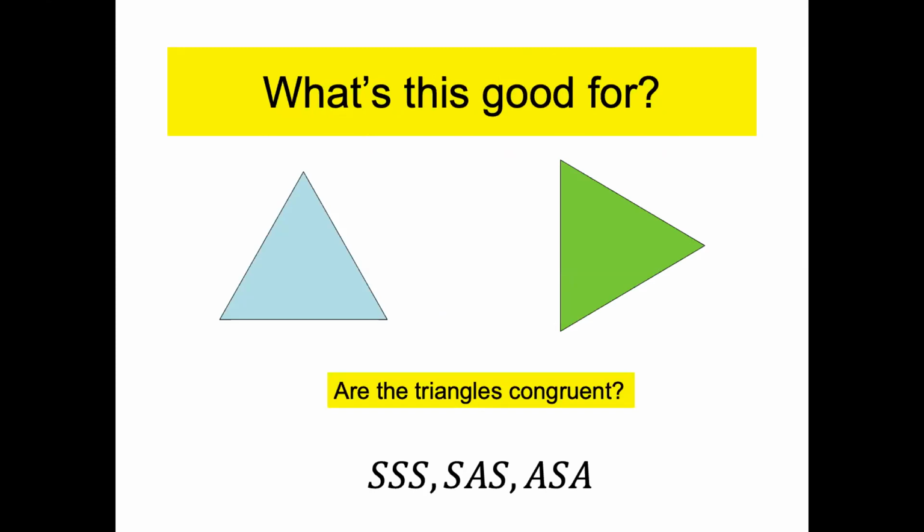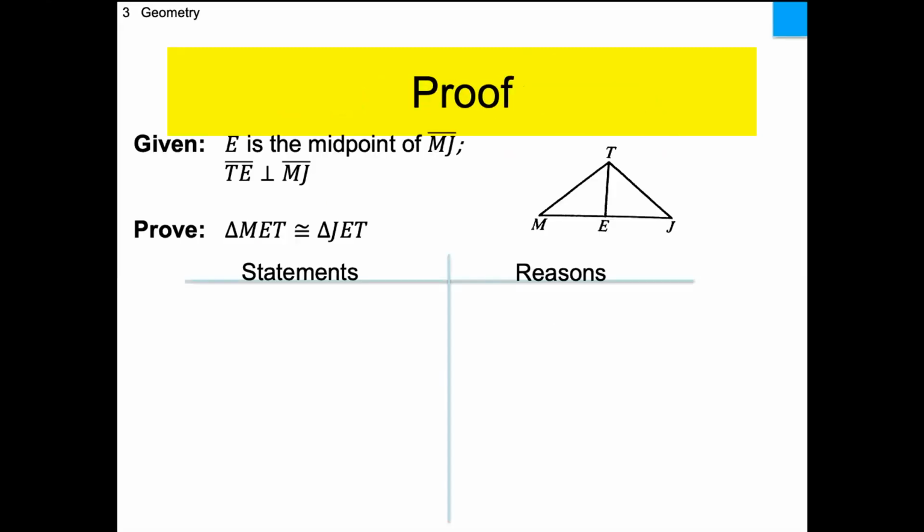So tonight for homework, they're going to ask you to prove things. So let's prove one. All right, I'm going to try to prove that the triangle on the left is the same as the triangle on the right. Well, we know TE is the same. So Anna, what's our given information? E is the midpoint of segment MJ. So what's the consequence of E being the midpoint of MJ?